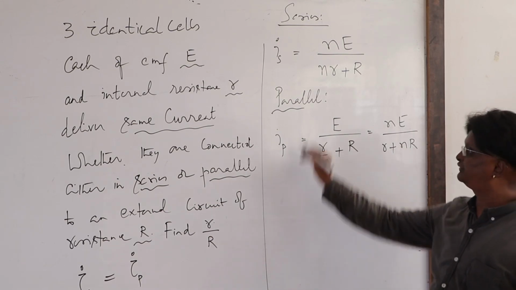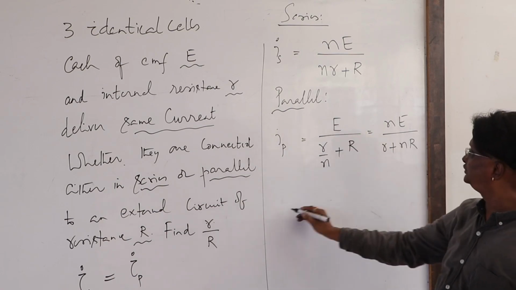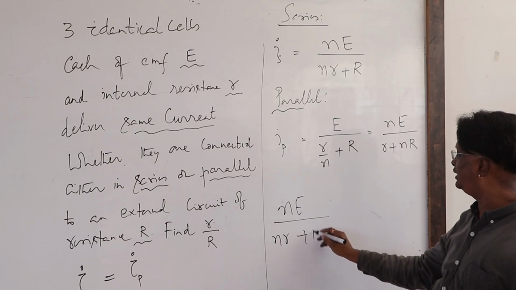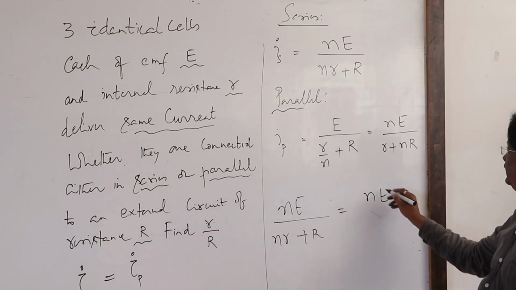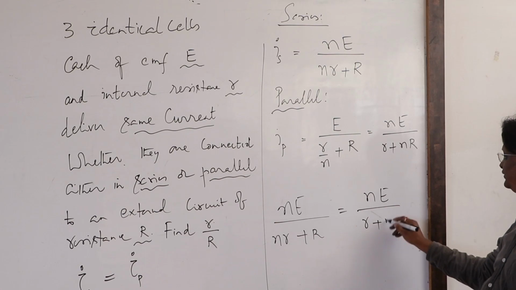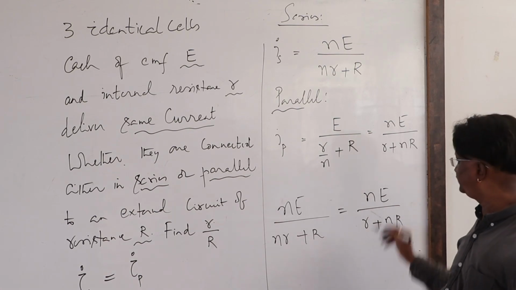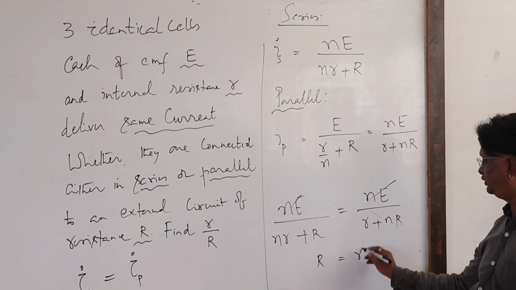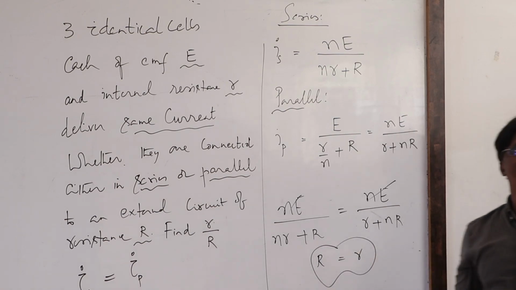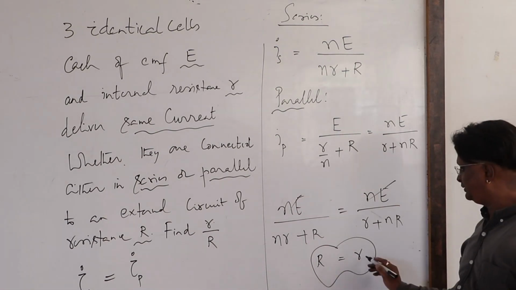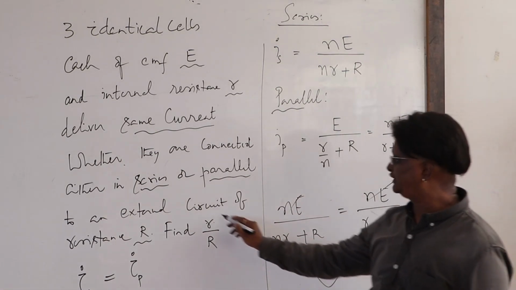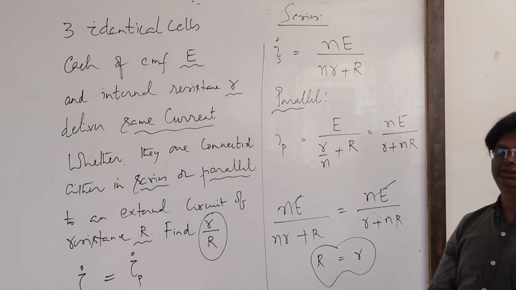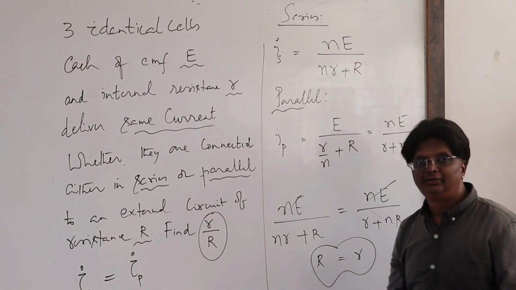Now, the example says they are equal. I will equate them. nE by (nr plus R) is equal to nE by (small r plus nR). Very easy simplification, you will do it. Then you will get capital R equal to small r. That is, for the ratio capital R by small r equal to 1. Now this ratio is 1. For such a case, this condition will arise: the same current in series and parallel combinations.